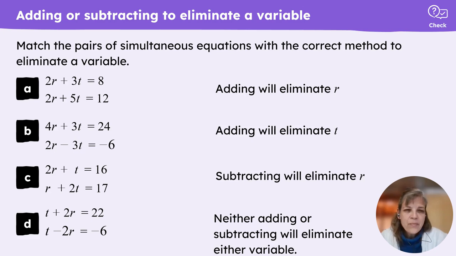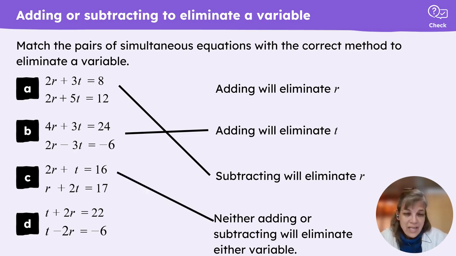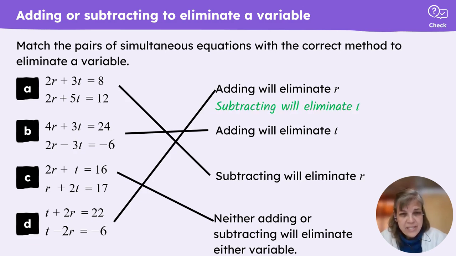For A, if we subtract, we will eliminate the r's. For B, if we add, we will eliminate the t's, because they're a zero pair, see that? For C, neither adding nor subtracting will actually eliminate either variable. And for D, if you add, you would eliminate the r's. Now you could have also, for D, said if you subtract, you will eliminate the t.